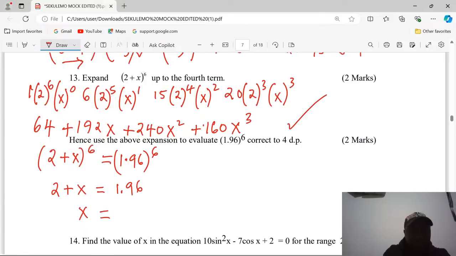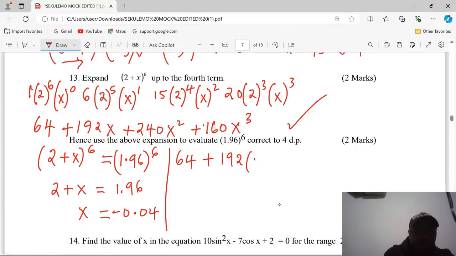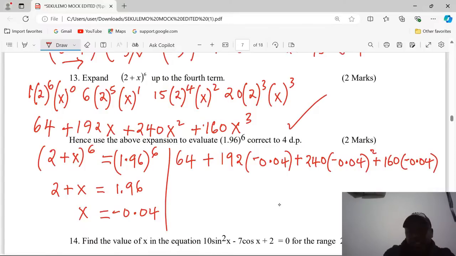This will give us 1.96 minus 2. You should know that you are getting negative 0.04. So now we go back to our expansion with this value. 64 plus 192 with negative 0.04 substituted for x. Then we add 240 with negative 0.04 squared. Finally, plus 160 with negative 0.04 raised to power 3.